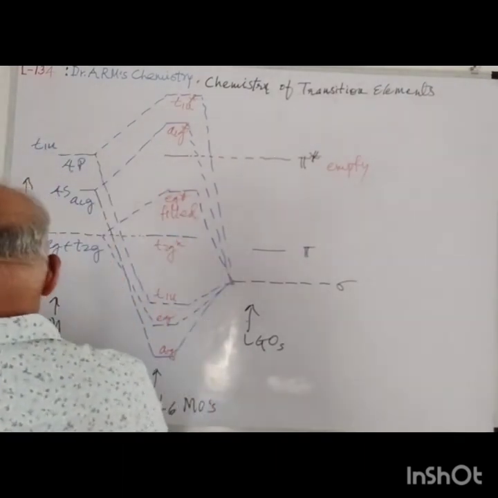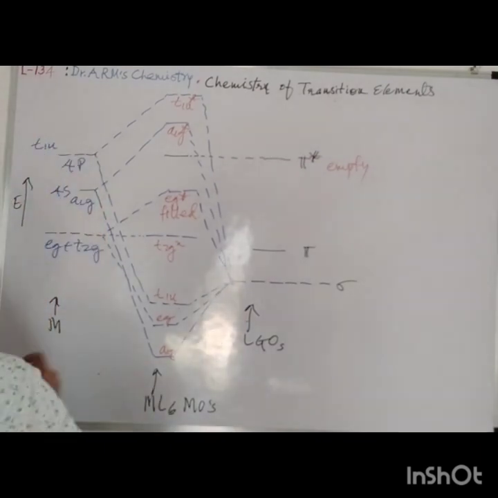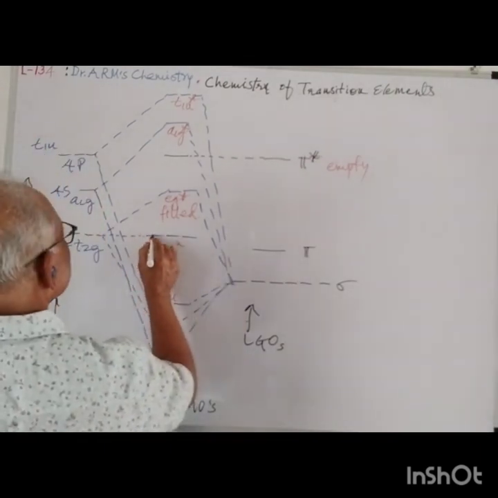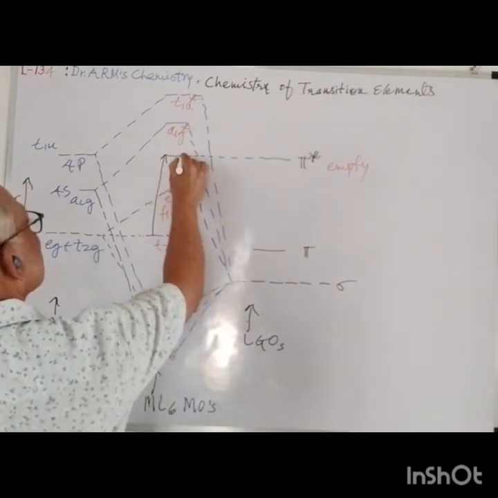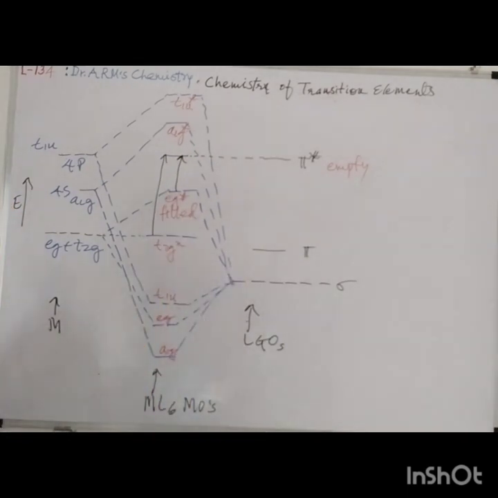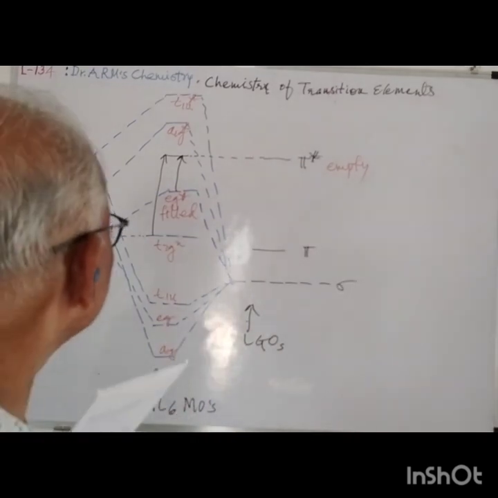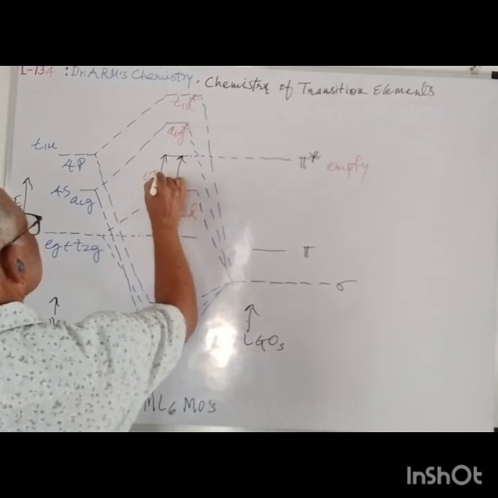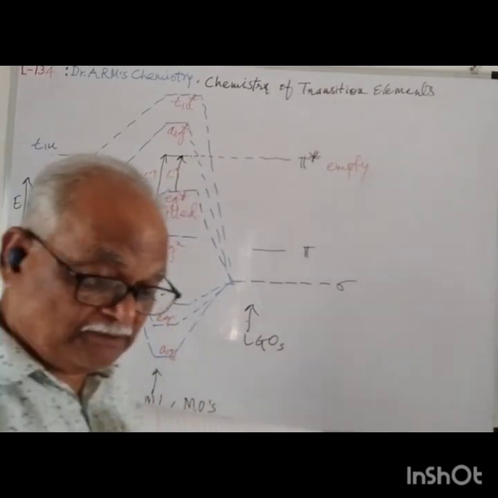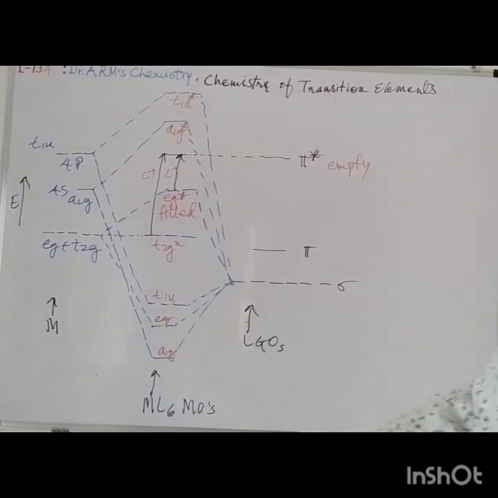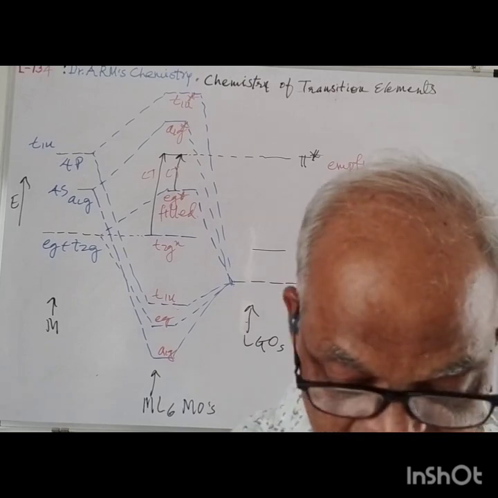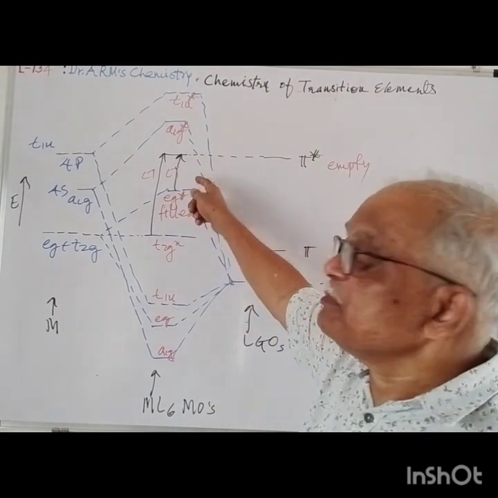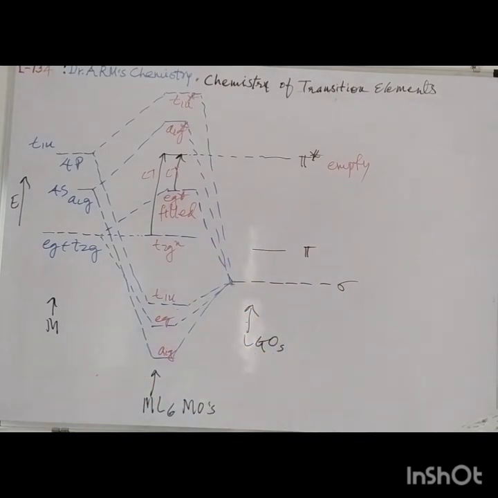from this T2G to this pi star and this EG star to this pi star. So these are charge transfer bands. From this diagram we can identify how the electrons are moving. This charge is moving from one place to the other in the ligands.